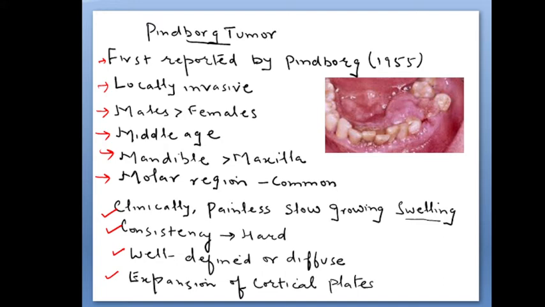Males are affected more than females, seen mostly in the 4th and 5th decade of life. The mandible is affected more than maxilla and it is very common in the molar region. Clinical features are: it is a painless tumor, there is gradual swelling, its consistency is hard, it is well defined or sometimes diffuse, and it causes expansion of cortical plates.